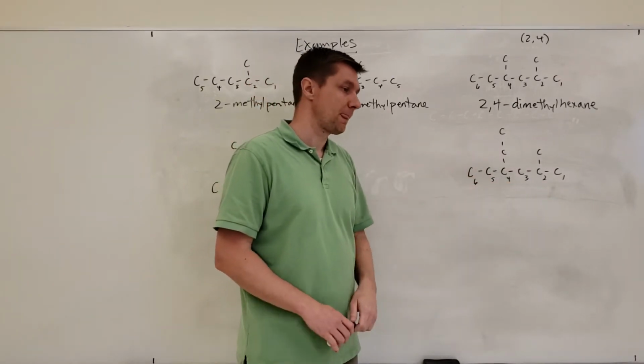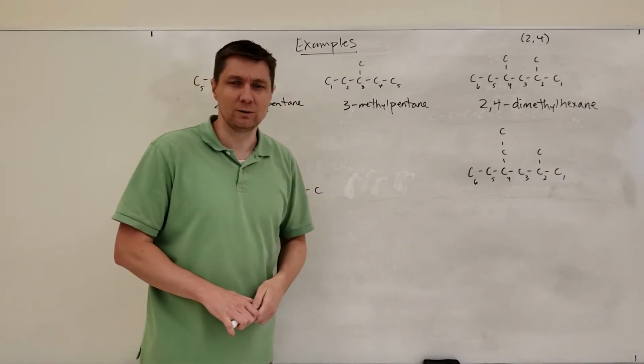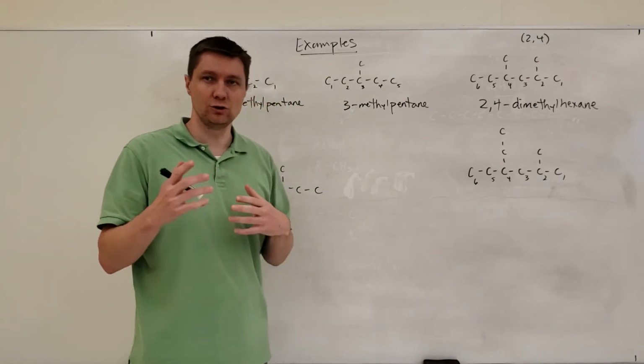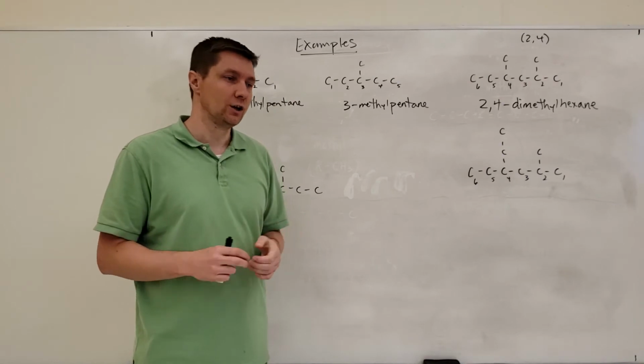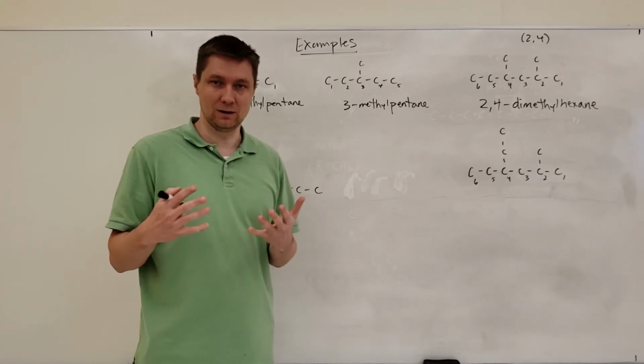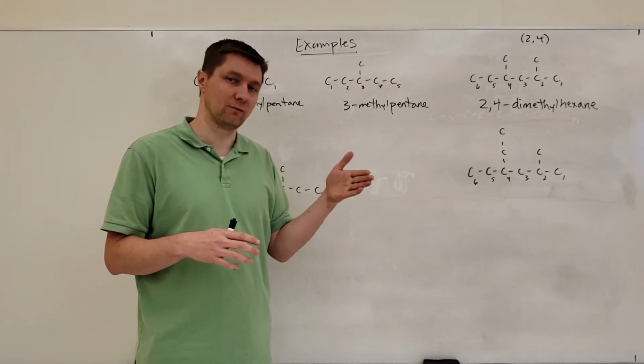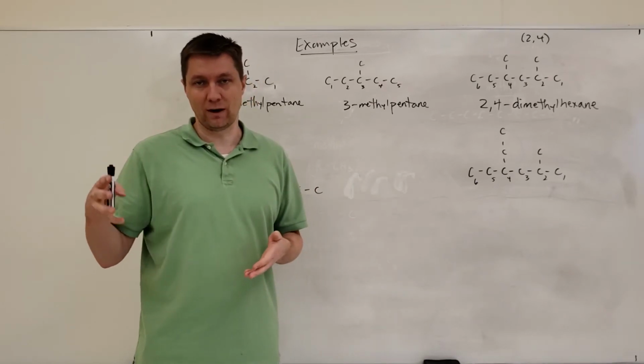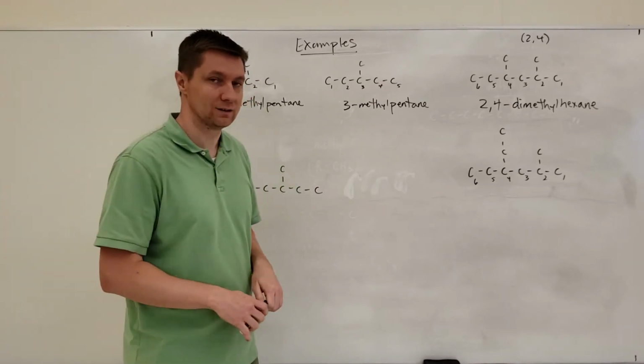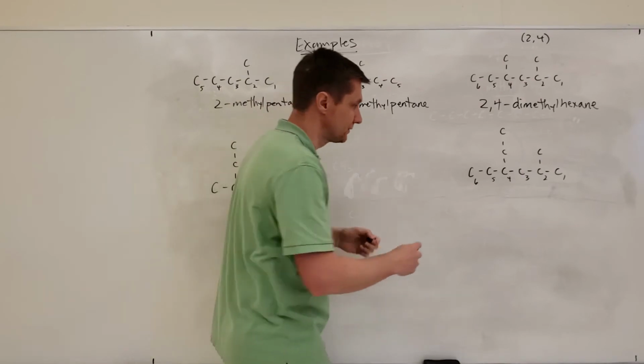And so the thing that you have to be careful with here is that if you have 2 different alkyl branches, you have to alphabetize them in the name. So the ethyl branch is going to come first, and then the methyl branch is going to come after that in this case. And so it'll look like this.